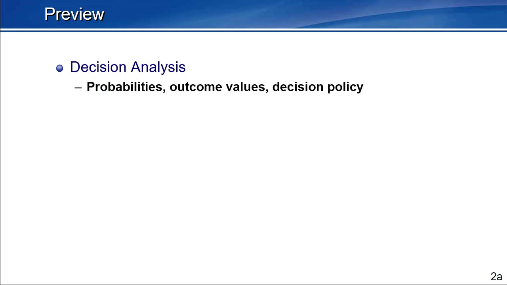Let's preview this video. Decision analysis is a discipline that helps people make good decisions under uncertainty. The analysis involves probabilities and projecting outcome values. Decision policy is about how we measure the quality of the outcome. Risk policy is a part of decision policy. This guides in making value versus risk trade-offs.